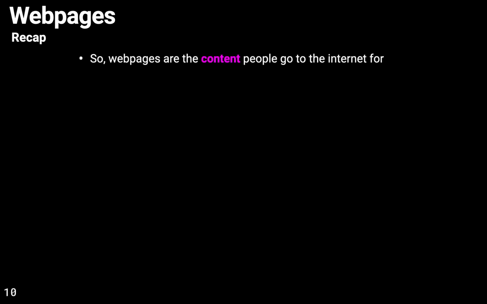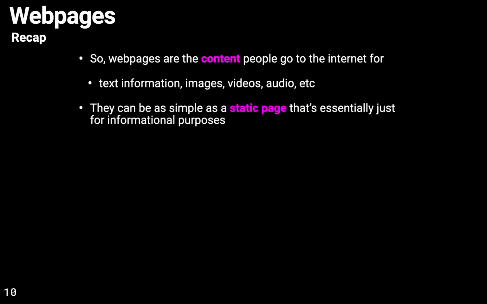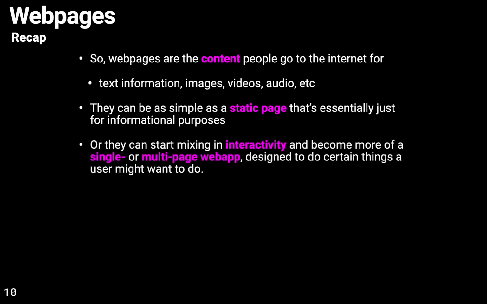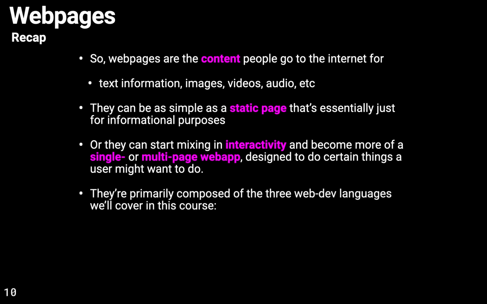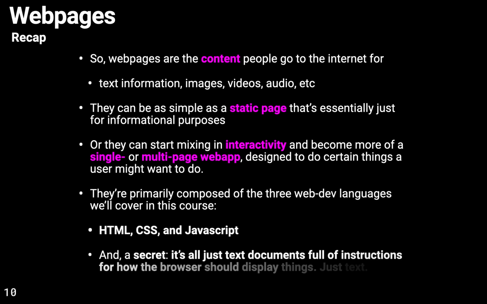So, quick recap on web pages. Web pages are the content that people go to the internet for, right? Text information, images, videos, audio, all that kind of stuff. They can be a simple static web page that's mostly for informational purposes, or they can start mixing in interactivity and become more of a single or multi-page web app designed to do certain things that a user might be interested in doing, right? They're primarily composed of the 3 web dev languages we'll cover in the rest of the course, which is HTML, CSS, and JavaScript. And one little additional secret, this is all just text documents full of instructions for how the browser should display things. It's all text.